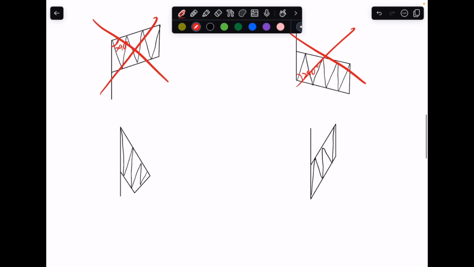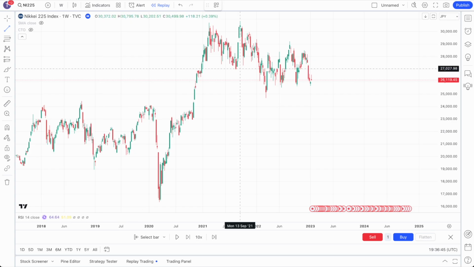If I continue moving down, you've got another angle here, and that is less than 45 degrees. So technically speaking, that is not a bull flag. And this one here, again, is less than 45 degrees. So technically speaking, this is not a bear flag. Now I'm going to show you some examples.